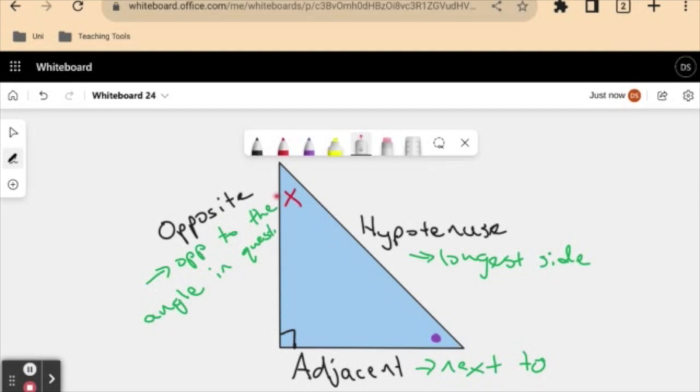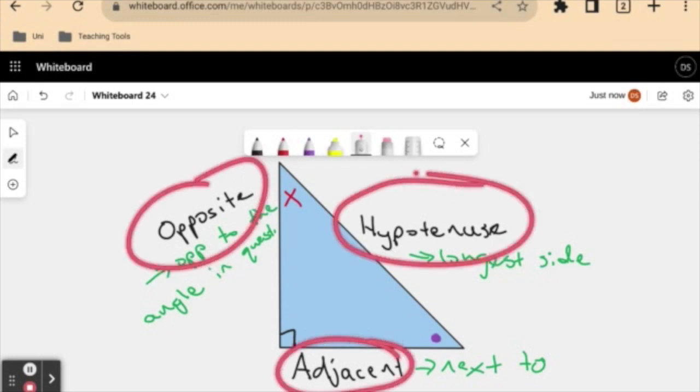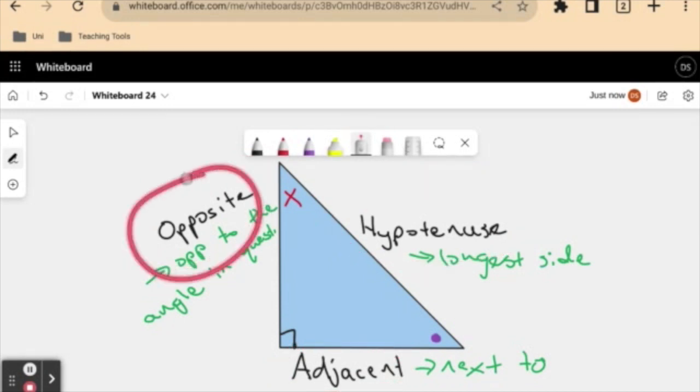And in the next video, we're going to look at why this is important and why we rigorously define these side names, our opposites, our adjacents, and our hypotenuses, but more specifically these two, in relation to which angle we're looking at from these two non-right angles.